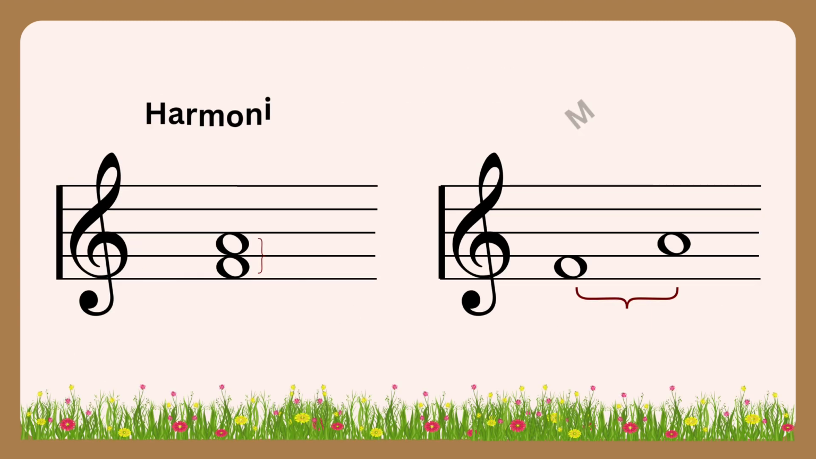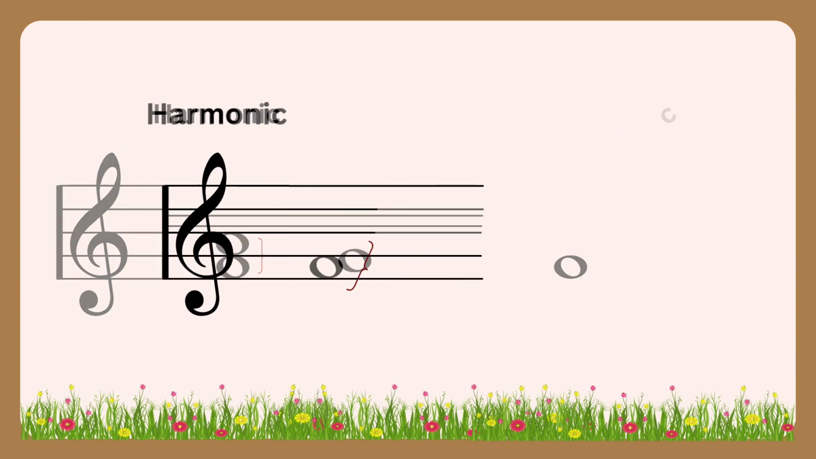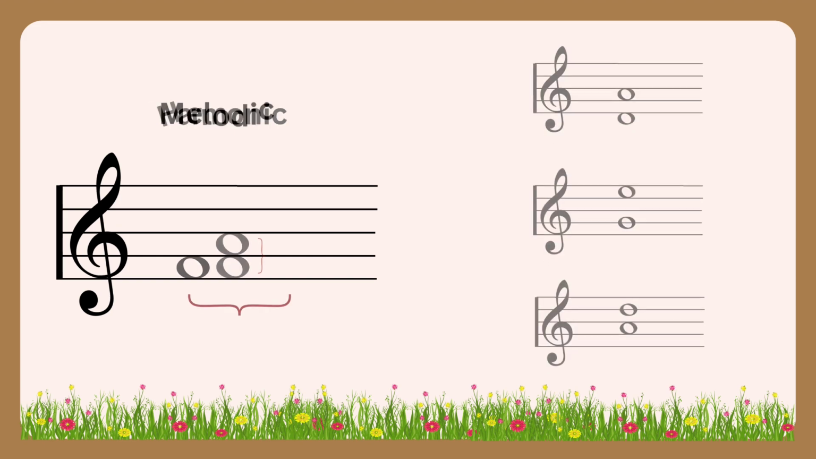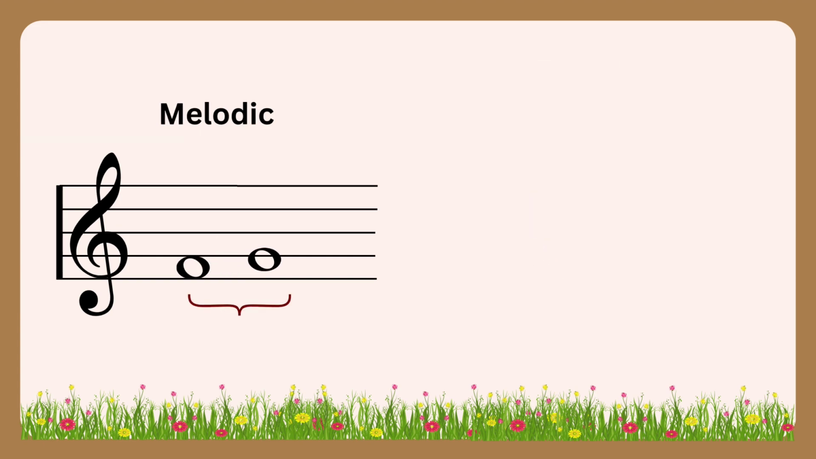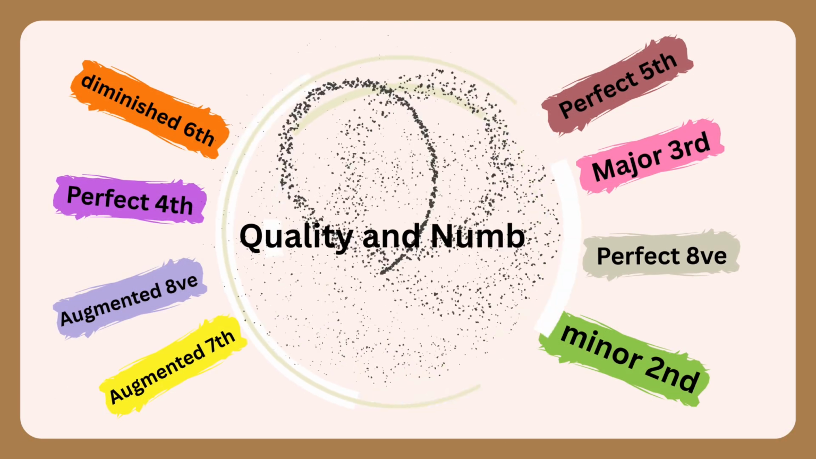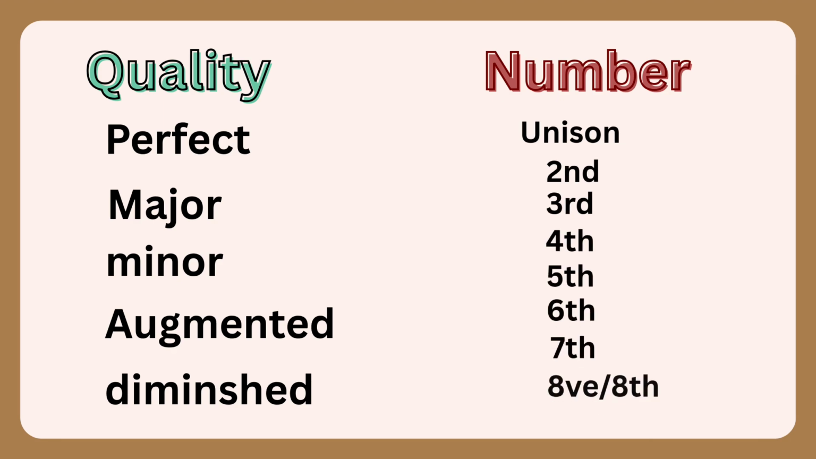Intervals can appear in two forms. Harmonic, notes played together, stacked vertically. Melodic, notes played one after another, horizontally. Intervals have two parts to their names: quality and number.